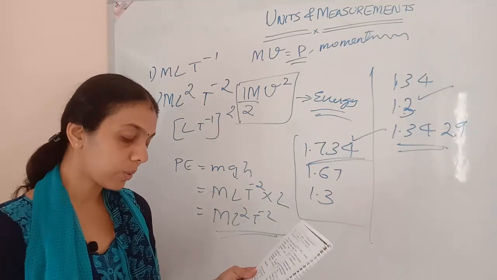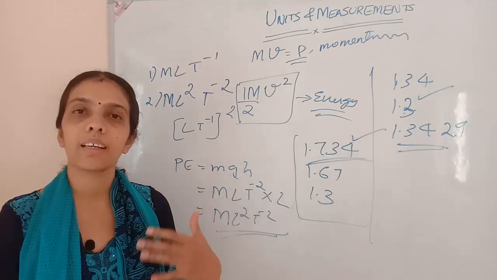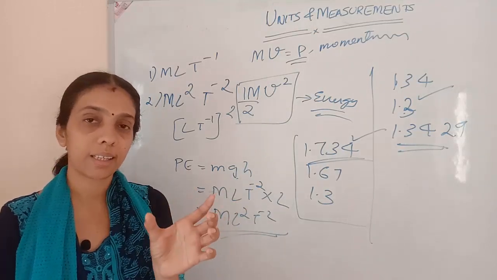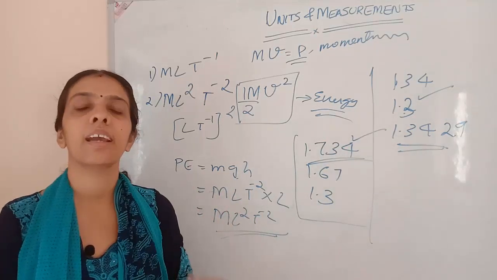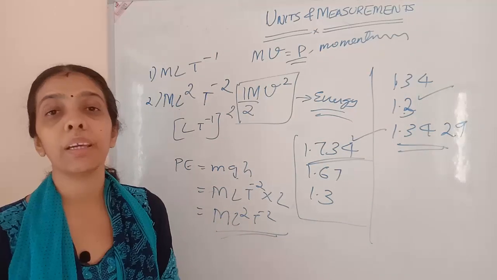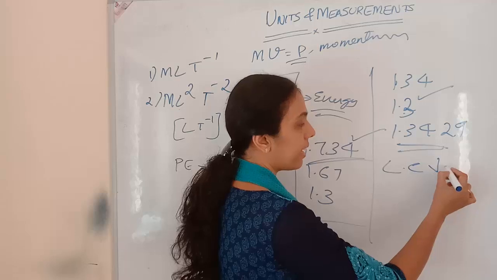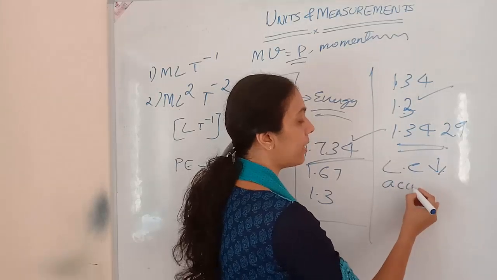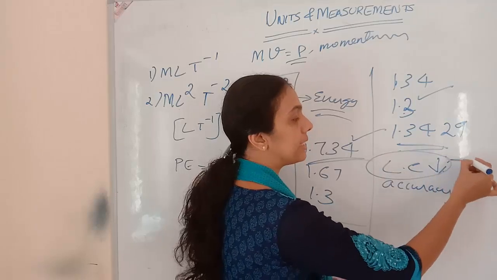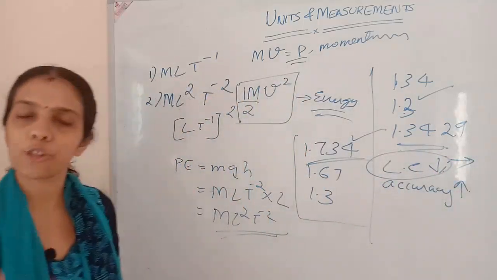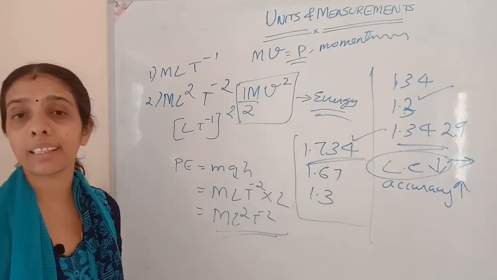Okay, so what happens to the accuracy when the least count is decreasing? If the least count is decreasing, that means the number of divisions we can take is decreasing, and accordingly accuracy will be increasing. Accuracy will be increasing. What is the least count? The least distance that can be measured using an instrument. That is the least count. If the least count is decreasing, accuracy will be increasing.